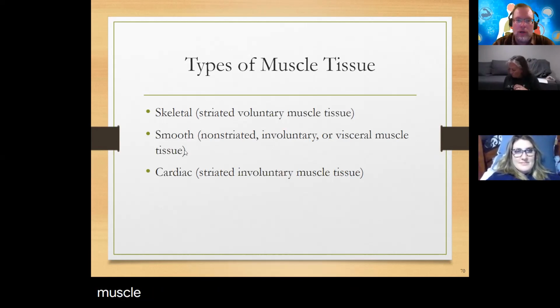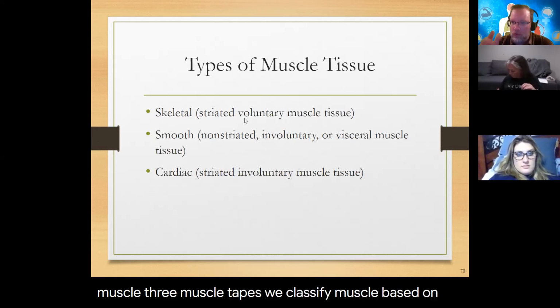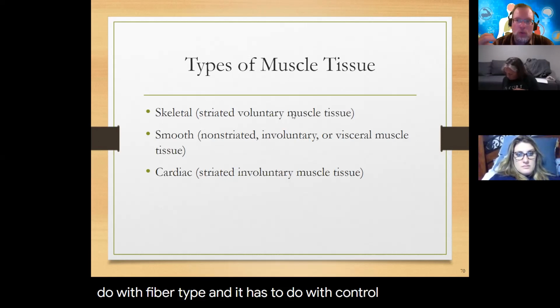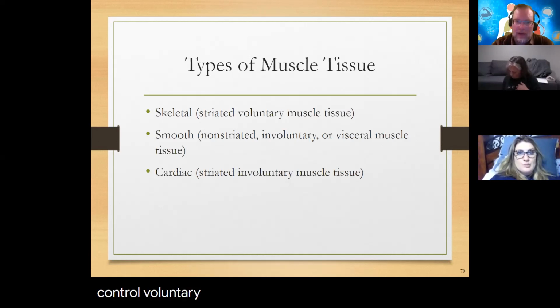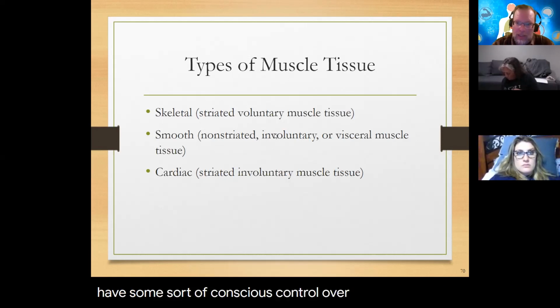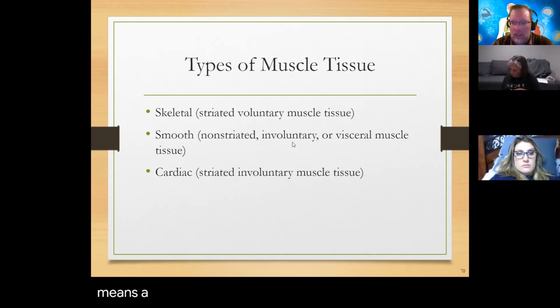Skeletal, smooth, and cardiac. Those are the three muscle types. We classify muscle based on whether or not there are stripes or striations, and that has to do with fiber type, and it has to do with nervous control, voluntary versus involuntary. Voluntary means that I have some sort of conscious control over it. Involuntary means I don't generally have any type of conscious control over it.